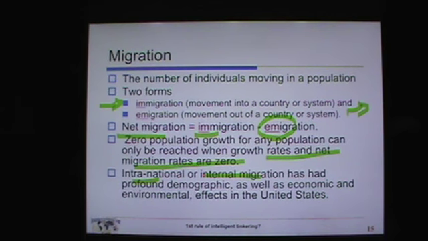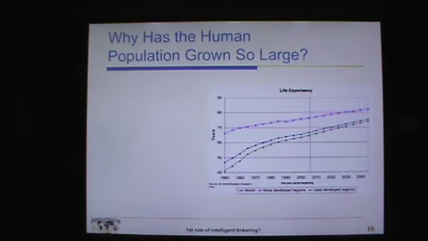Internal migration has profound demographic as well as economic and environmental effects in the United States. Particularly over the last, say, 50 years in the United States, we've seen a change in the demographic where a lot of people have moved from the more populated industrial centers in the Northeast into the more business-oriented, sunny South, if you will. The cities in the South have grown tremendously because of that, which has left a lot of areas of the Northeast not in as good a shape.